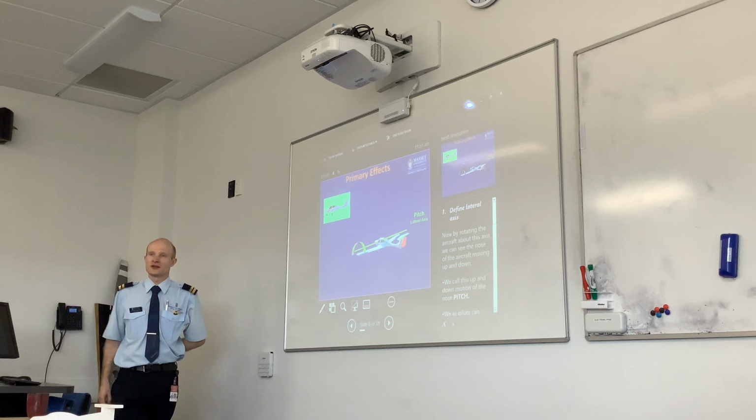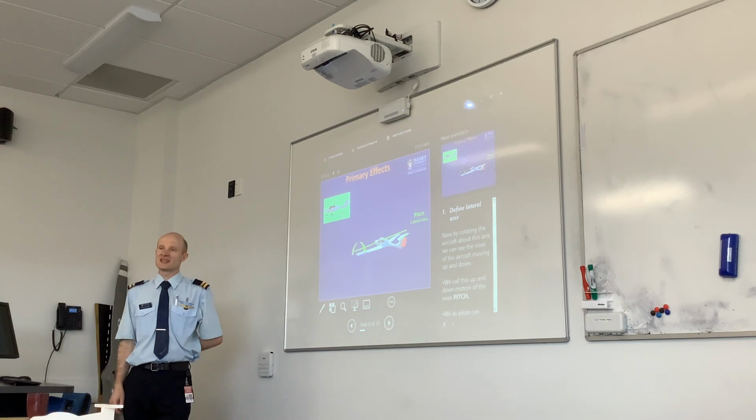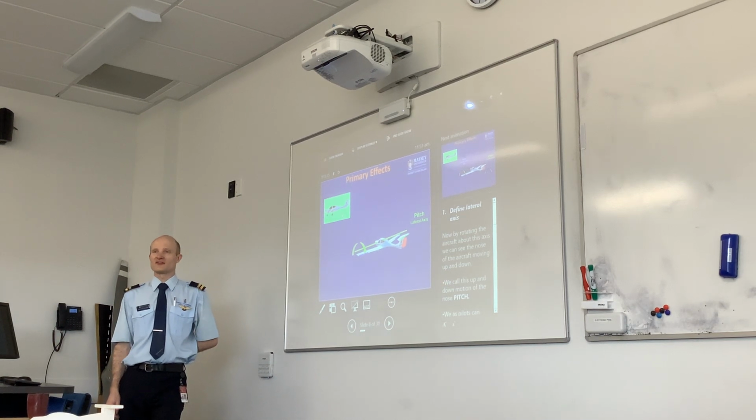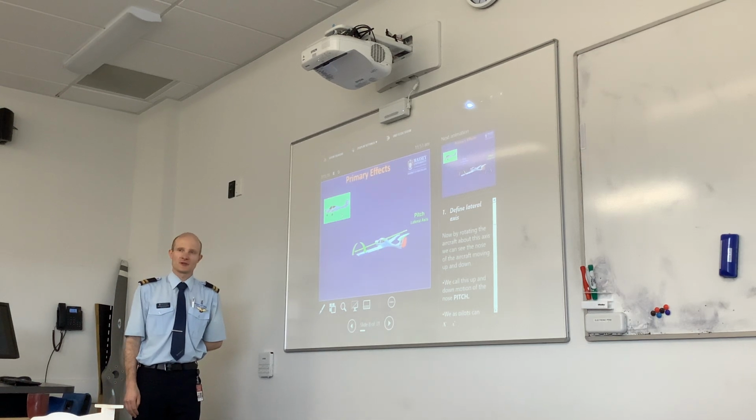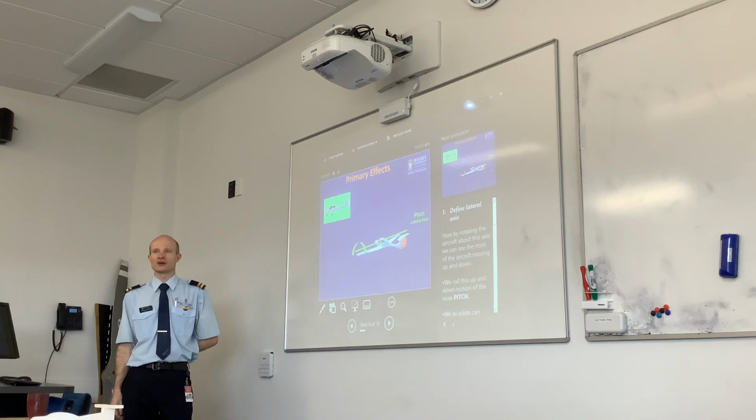What the elevator really does is change something called the attitude of the aeroplane. This is the position of the nose in relation to the horizon. Mention that. Simple, brief terms.